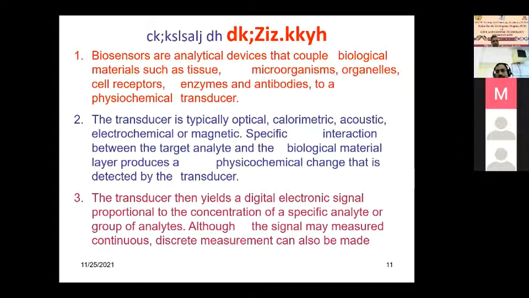So these are analytical devices that couple biological materials, such as tissue, organisms, organelles, receptors, enzymes, and antibodies, to a physicochemical transducer. These are typically optical, calorimetric, acoustic, electrochemical, or magnetic. There is a specific interaction between the target analyte and the biological material, which produces physicochemical changes that are detected by the transducers. The transducer then yields a digital signal, which can be amplified and measured, and a discrete set of measurements is possible. Next.